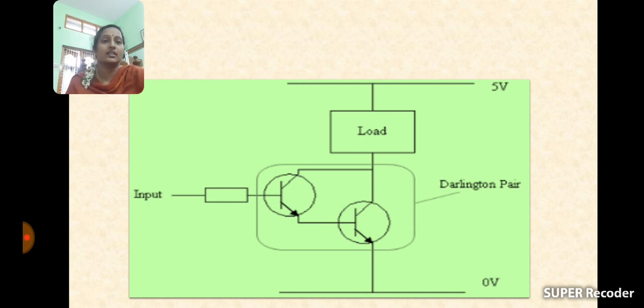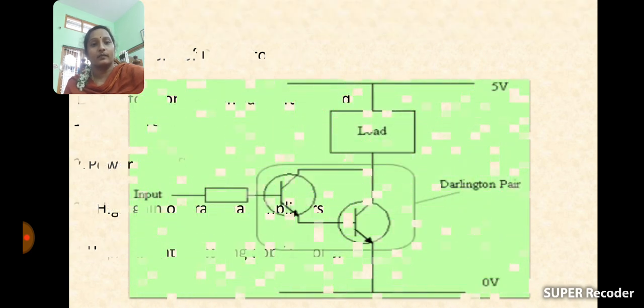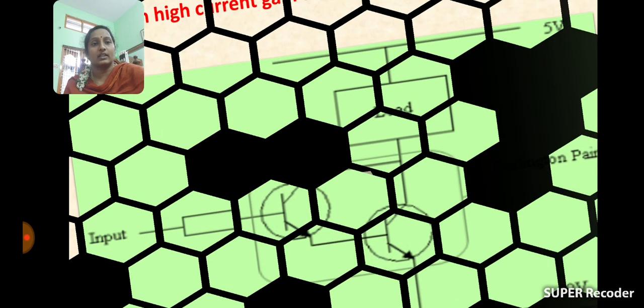And see here, this is the simple symbol of the Darlington pair. The emitter is connected to the base, the input is connected to the base through the load resistor or capacitor, and again the output is taken from the emitter. Here the emitter and base are connected together. Okay, and the collector is connected to the load. Both collectors are connected together to the load.